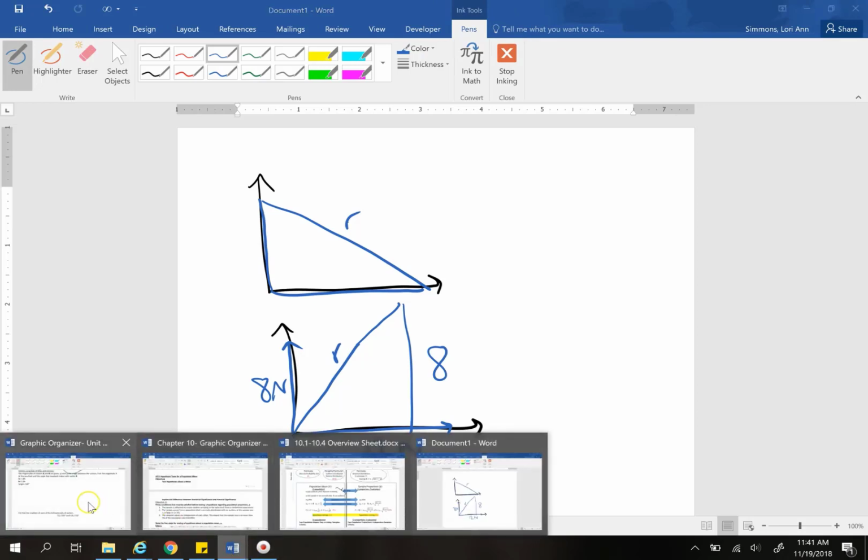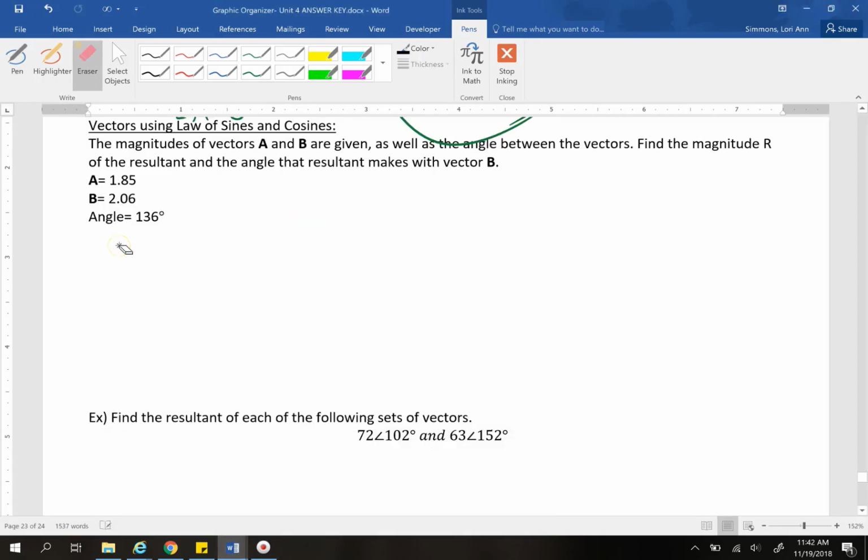And now this lesson, the angle is not at 90 degrees. The magnitudes of vectors A and B are given, as well as the angle between the vectors. Find the magnitude R of the resultant and the angle the resultant makes with vector B.